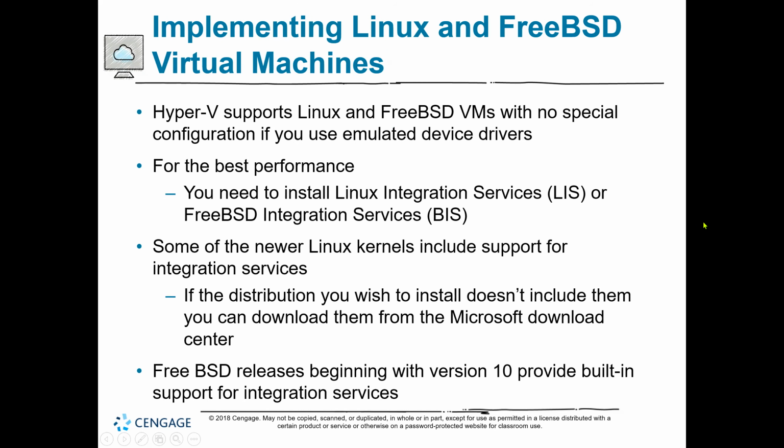Implementing Linux and FreeBSD virtual machines. Hyper-V supports Linux and FreeBSD VMs with no special configuration if you use emulated device drivers. For the best performance, you need to install Linux Integration Services, LIS, or FreeBSD Integration Services, BIS. Some of the newer Linux kernels include support for integration services. If the distribution you wish to install doesn't include them, you can download them from Microsoft's Download Center. FreeBSD releases beginning with version 10 provide built-in support for integration services.